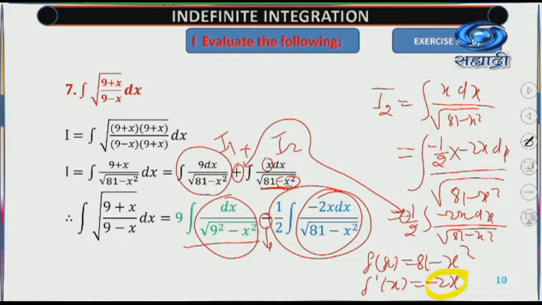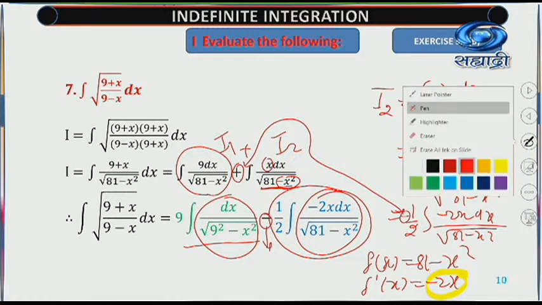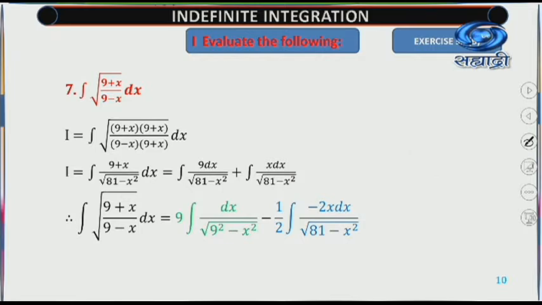So this function is 9 into integral dx upon root of 9 square minus x square, minus half integral minus 2x dx upon root of 81 minus x square. I have given you the workout of this. Why are you getting the negative sign? Why do you want half? Why minus 2x dx in the numerator?